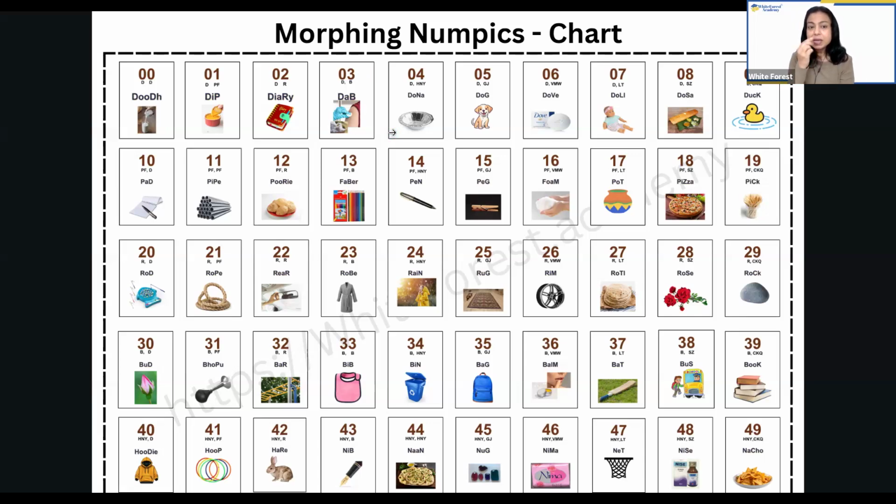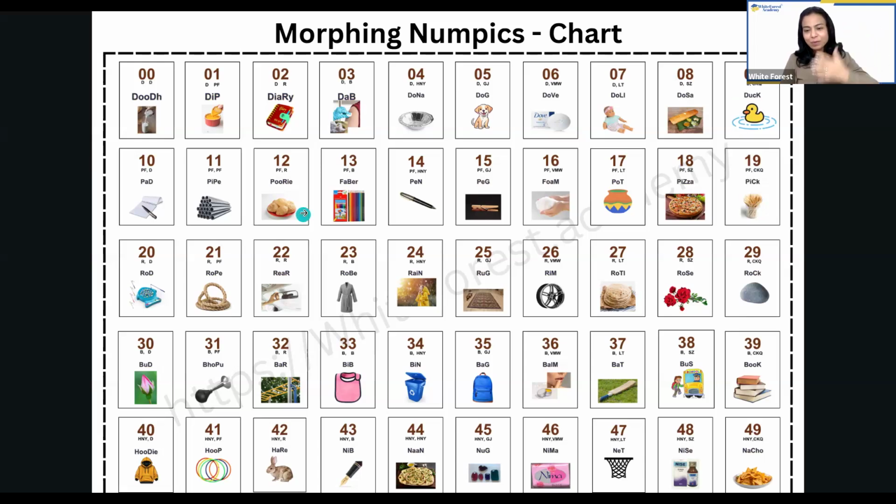0, 4, you can take her, na, here. So I took the and na. Dona. Dona is what we eat from, those disposable plates in which we eat in the market, the chaat and food items. Dona. 05, and g, dog. 06, and g, dove. 07, the doll. 08, dosa. 09 is duck. Can you see?